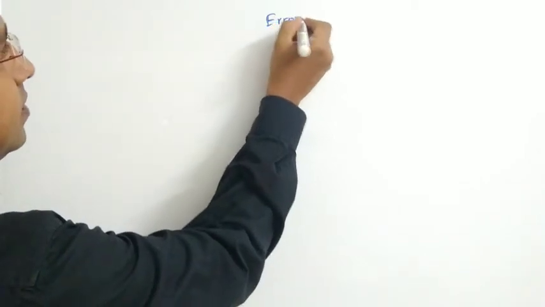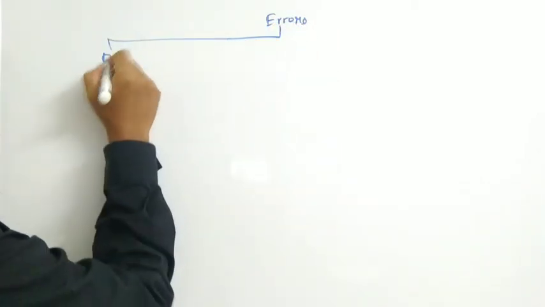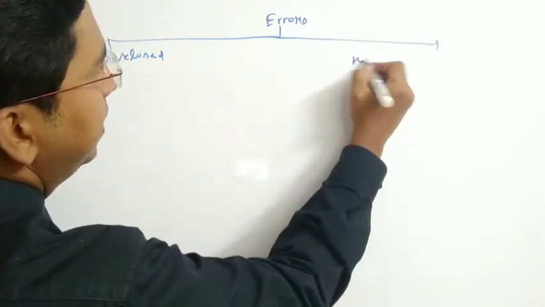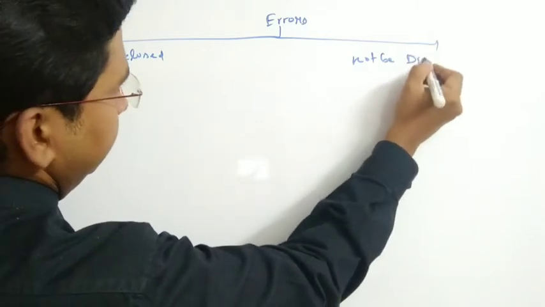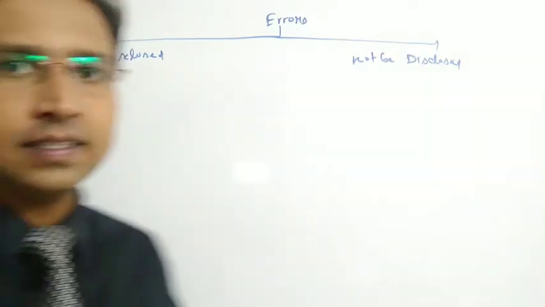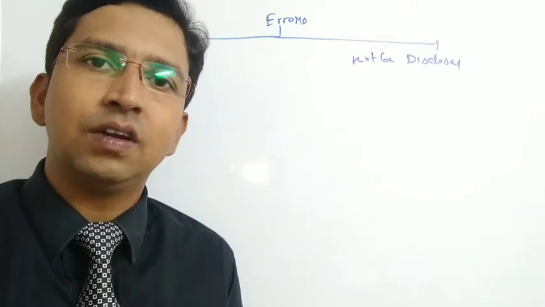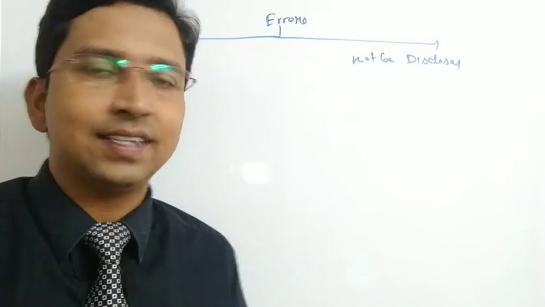Some errors can be identified with the help of the trial balance, and many errors cannot be identified with the help of the trial balance. We're going to discuss all of this in detail. Okay? So, errors which can be disclosed, and errors which cannot be disclosed. Okay, let us discuss one by one. First one is errors that can be disclosed by preparing the trial balance.